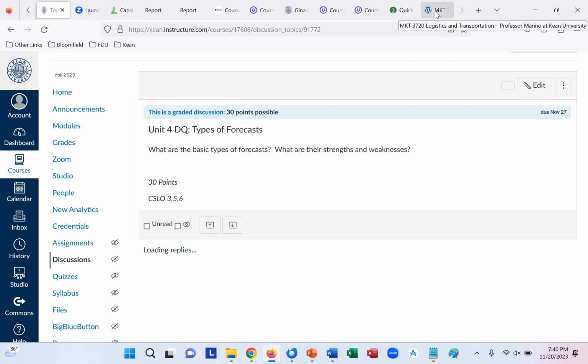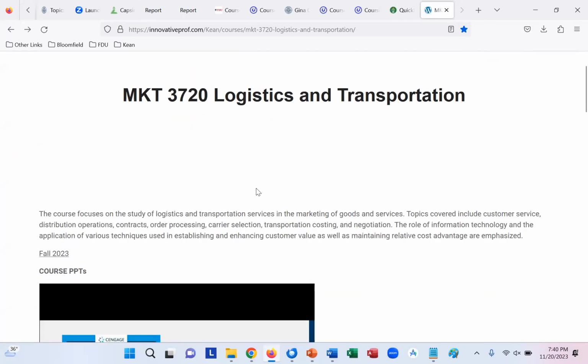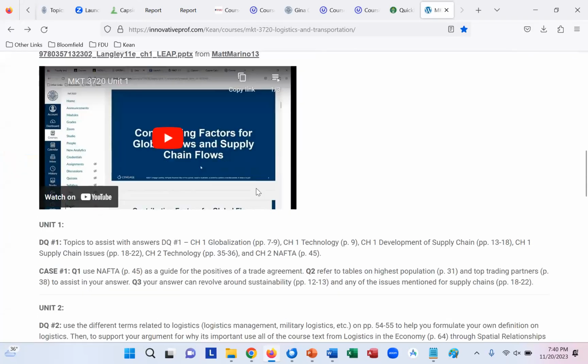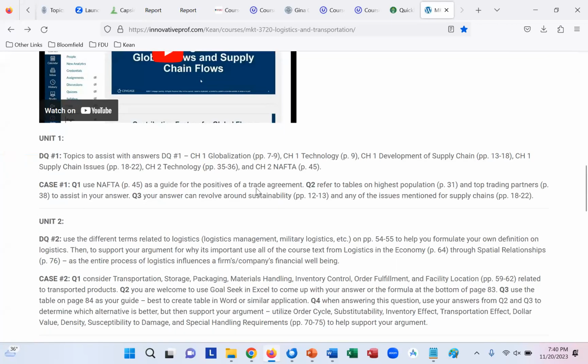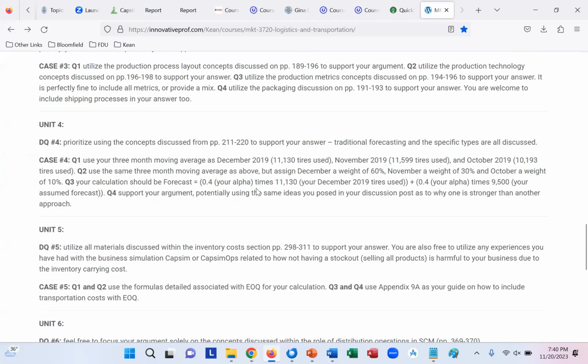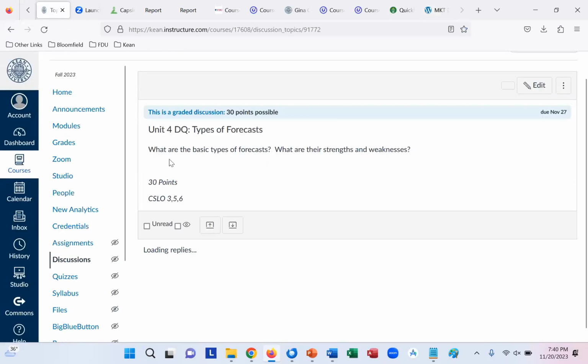As I mentioned, with this week having Thanksgiving on Thursday night, it makes sense to go ahead and try and get your work done earlier in the week as opposed to putting it off later in the week. For that discussion question, you're more than welcome to prioritize the concepts discussed on pages 211 through 222 to support your answer, whether it be traditional forecasting or the other specific types discussed.